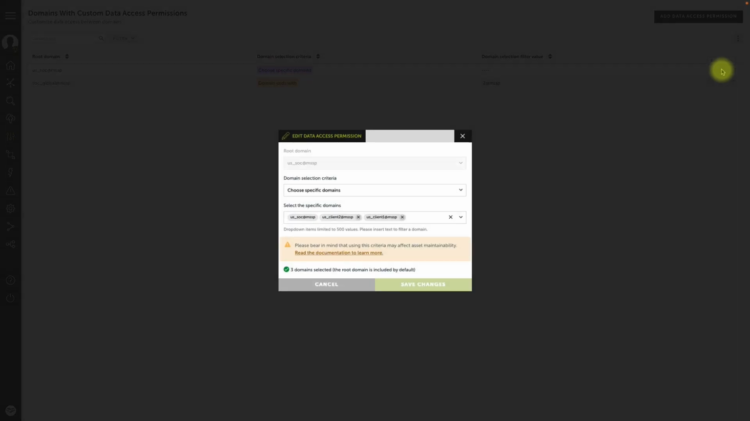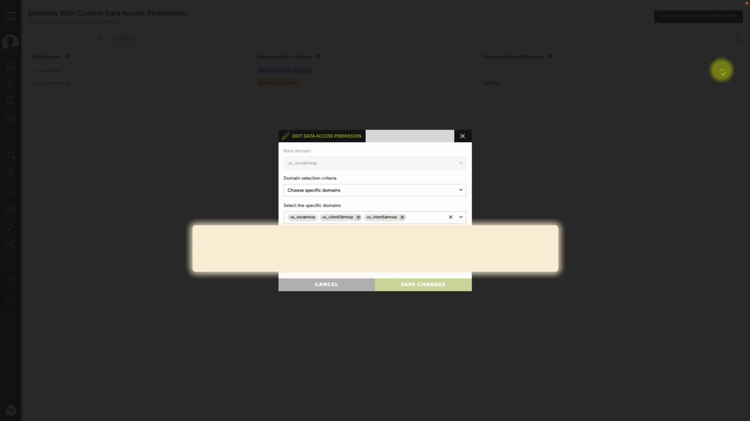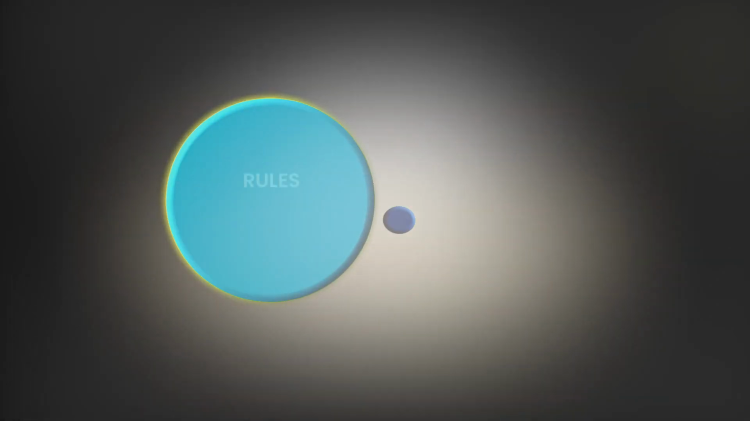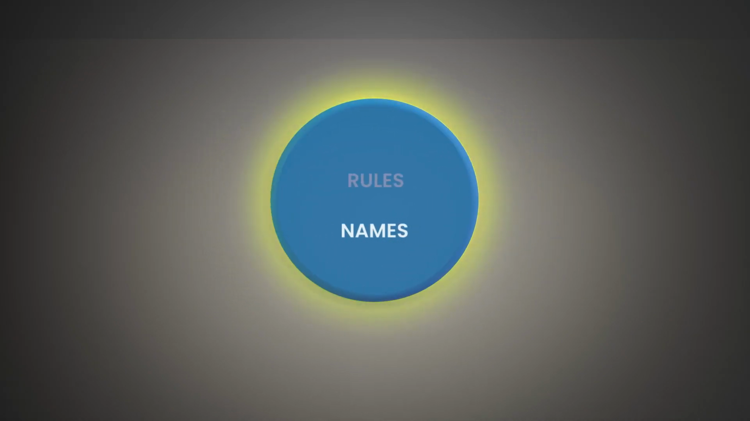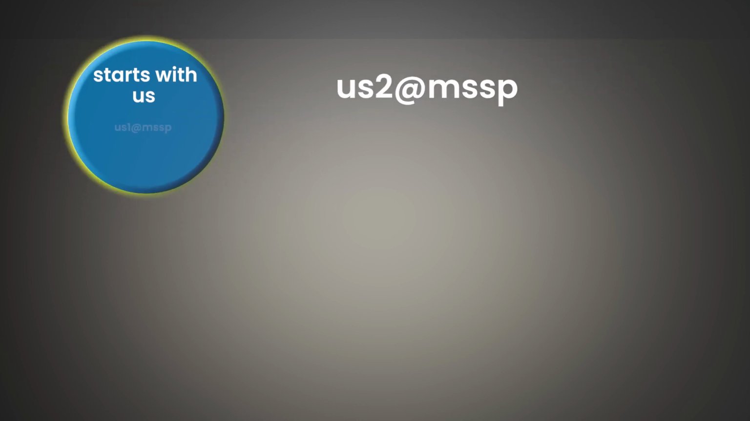You may have noticed this warning. It is there to make you aware of the importance of finding the right combination of rules and naming conventions to improve asset maintainability. We recommend using a combination that makes subsequent new domains be automatically included as child domains.